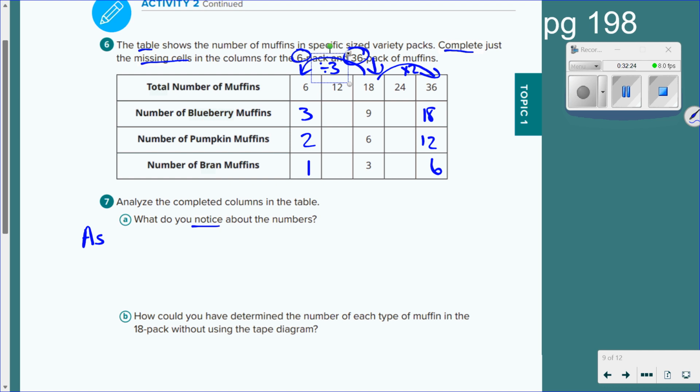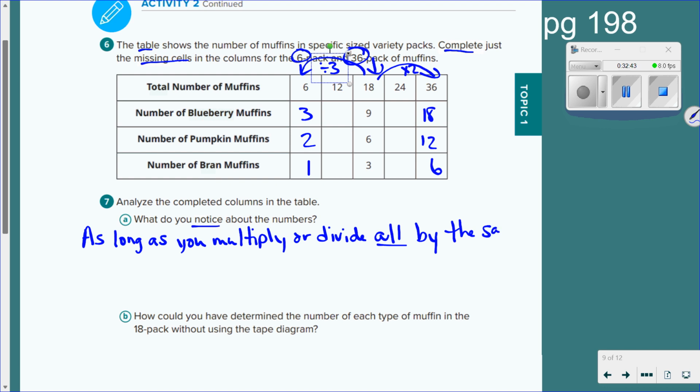So as long as you multiply or divide all columns by the same number, they stay equivalent.